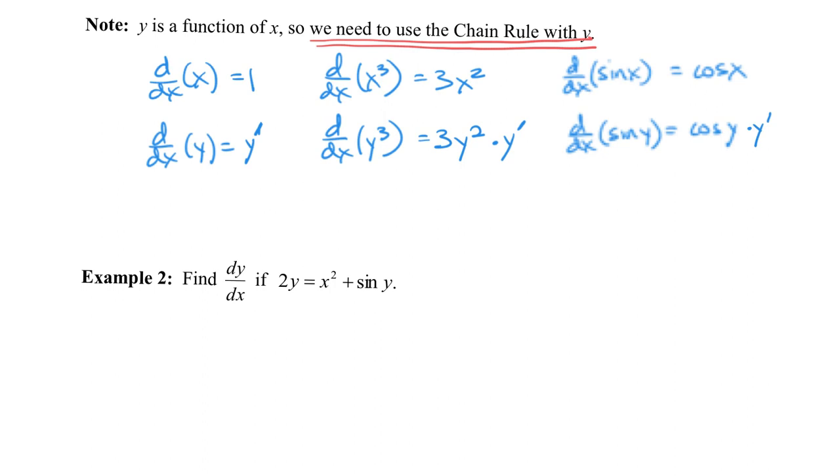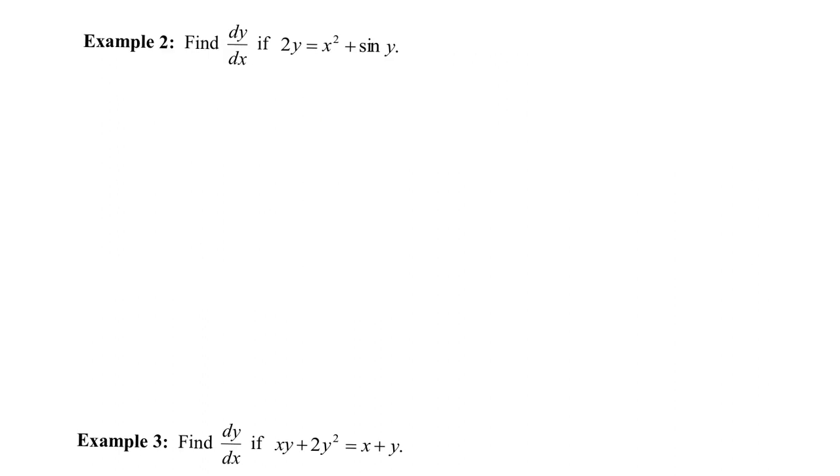So basically, whenever we have a y involved here, we're going to need to use the chain rule with that y. And this is a kind of a typical problem that we'll find. I've been kind of using both. Remember, dy dx is the same as y prime. You can use whichever one you want.